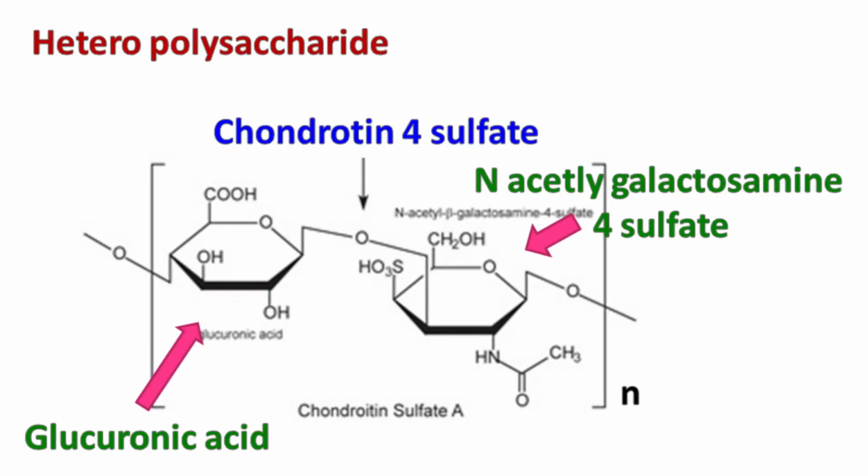An example of heteropolysaccharide includes chondroitin 4 sulfate. It is made up of repeating units of glucuronic acid and N-acetyl galactosamine 4 sulfate.